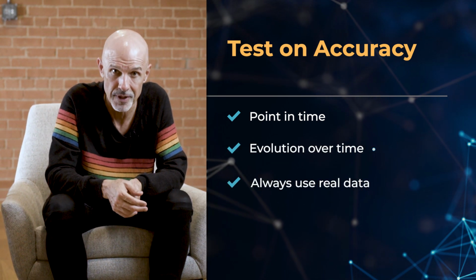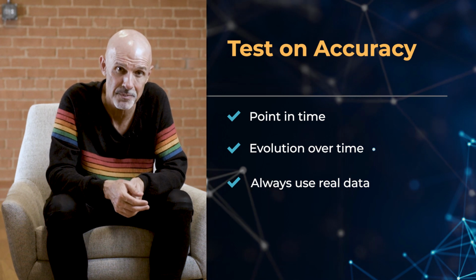So 2 things to test on accuracy: point in time, and evolution, or continuous over time. And always use real data if you want to get a real assessment of what your accuracy is going to be.